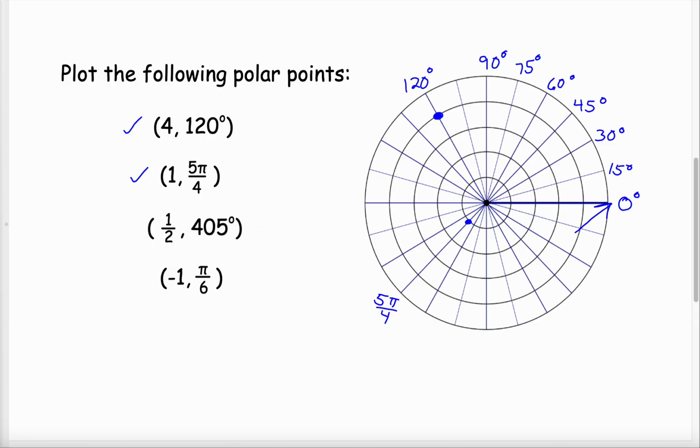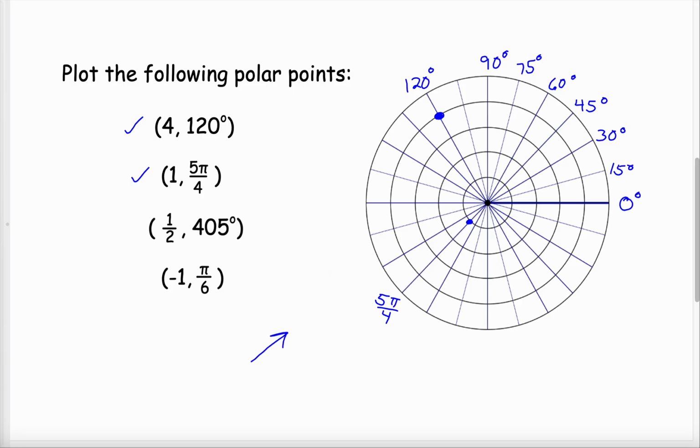405. Wait a minute. 405, where is that? Well, if I keep going, oh, there's 360, and then I still need to go further. Oh, there's 405. It's coterminal with the 45-degree angle. We learned about coterminal angles way back. So, yeah, that's 45, but it's also 405. It's also, what, 765, and so on and so on. It's also negative, what's that? That's a negative 315 degrees, isn't it?